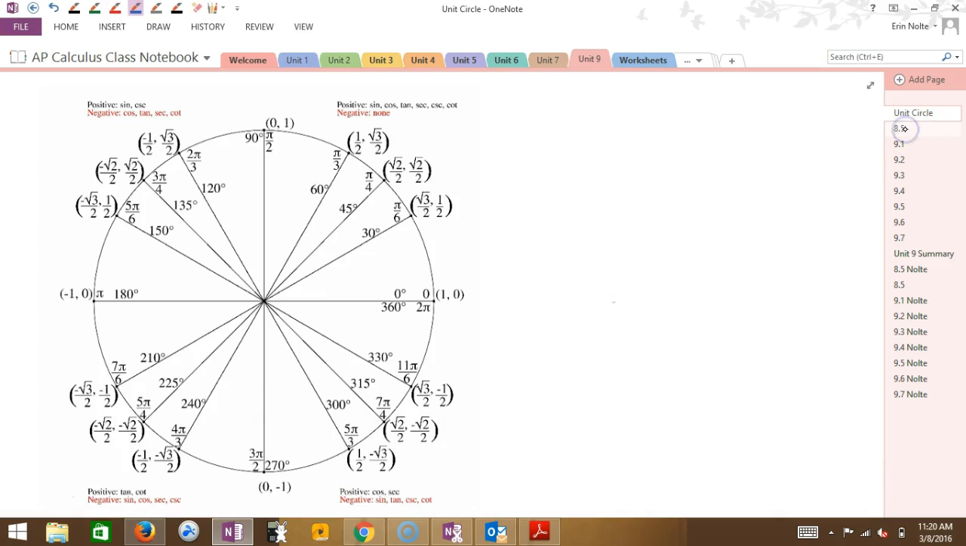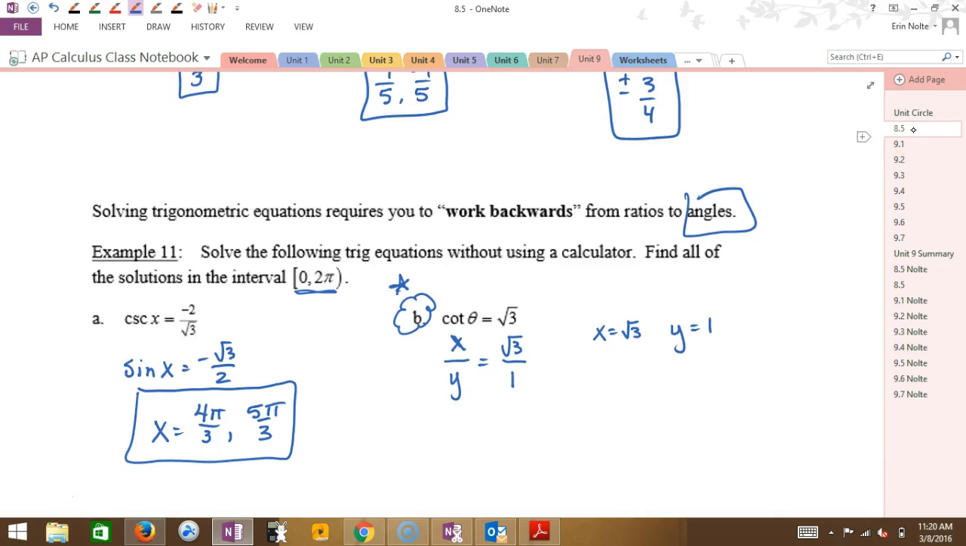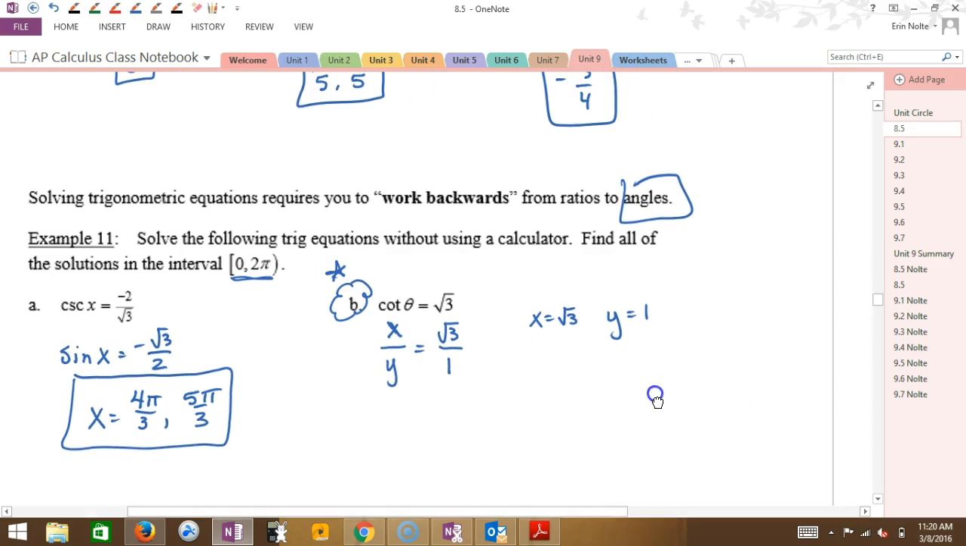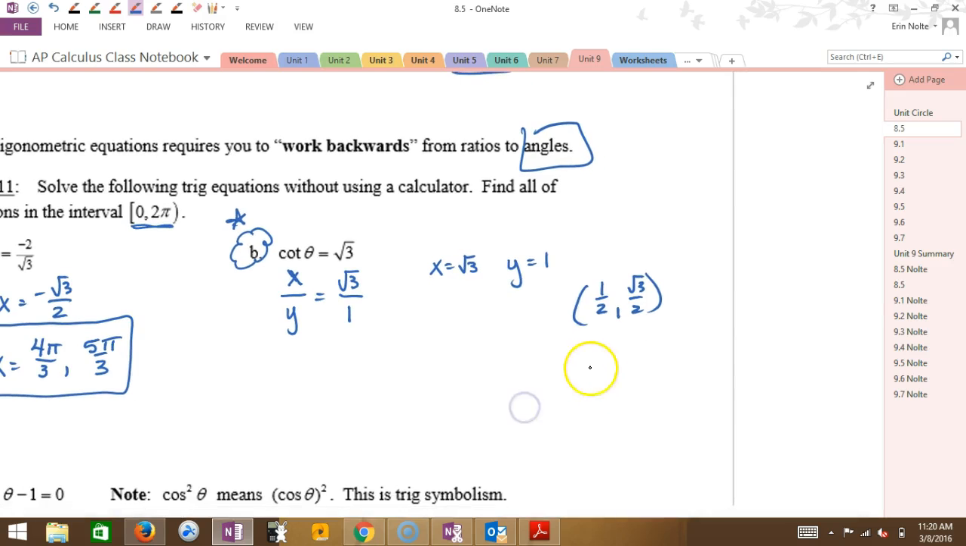Okay, so this is what I'm going to do. I would write this down somewhere on your cheat sheet, somewhere very important. Okay, so you have two scenarios here. We know that it's either going to be 1/2 and the square root of 3 over 2, or it's going to be the square root of 3 over 2 and 1/2.